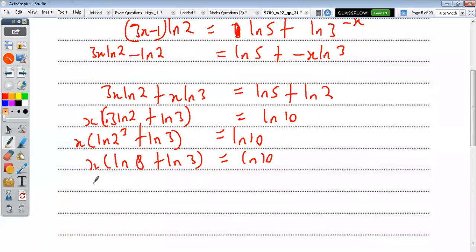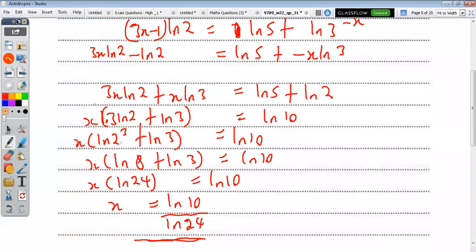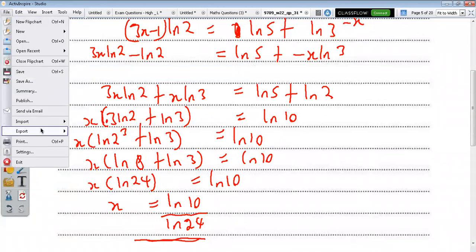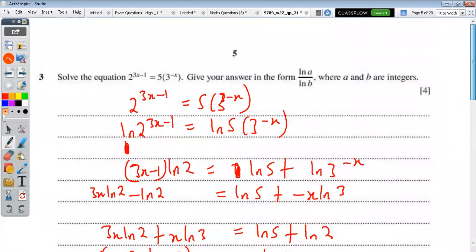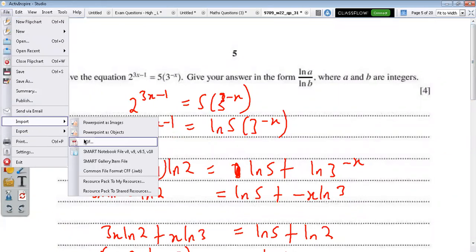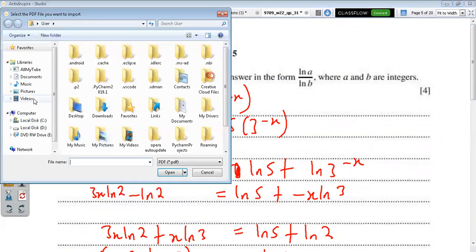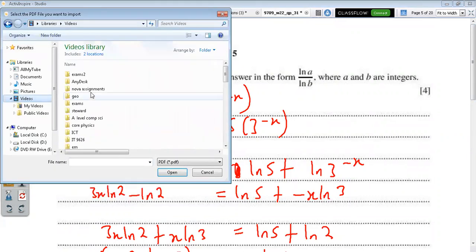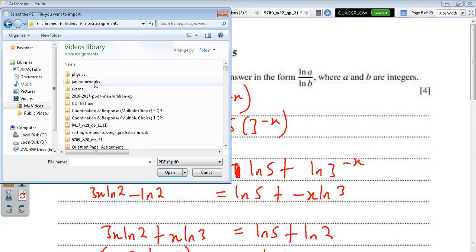So then we multiply here because we are adding. Ln 24 is equal to ln 10. Then divide both sides. x is equal to ln 10 divided by ln 24. Like that. So that's how we do it. This was from last year. It was like 4 months ago, October, November. So let's look at one more example for a recorded lesson.